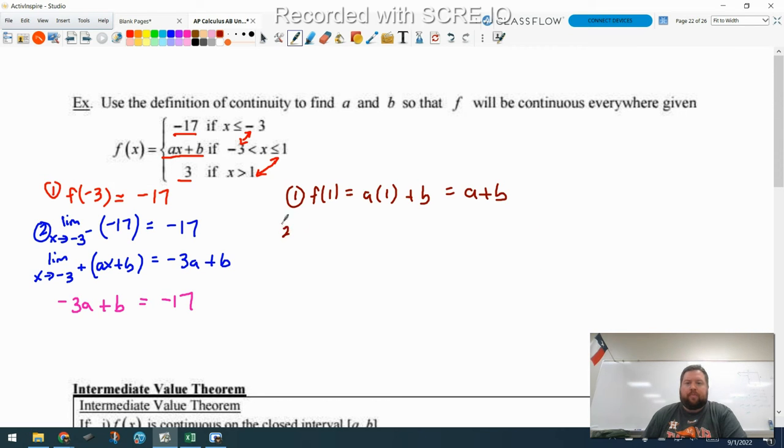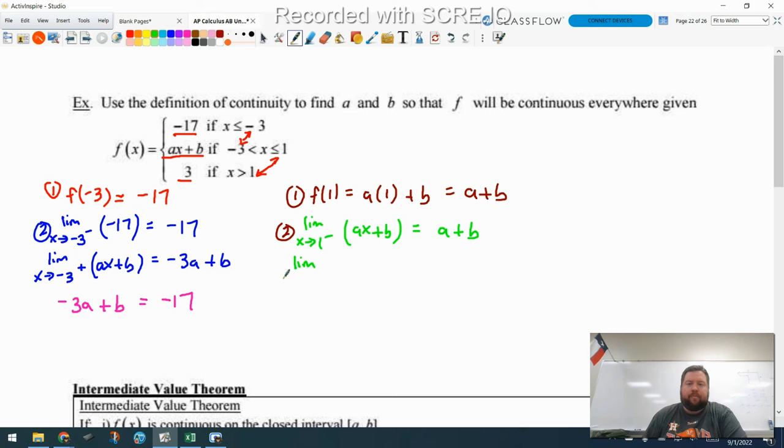Okay, rule number 2. The limit as x approaches 1 from the left. That's where x is less than 1, so that's going to be the middle piece, ax plus b. So if I plug in 1, I can solve this by direct substitution. Plug in 1, I get a plus b. That matches up with f of 1. That's a good sign. We want everything to match by the end of the problem.